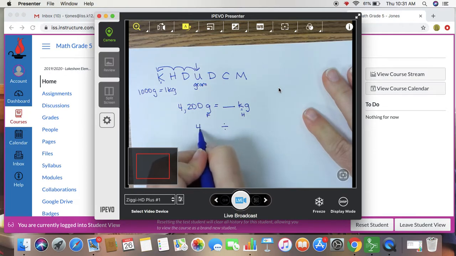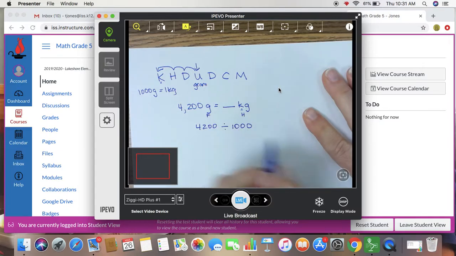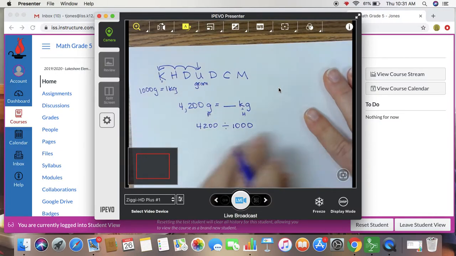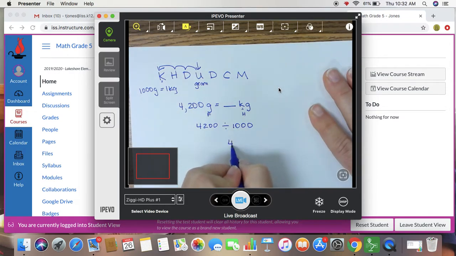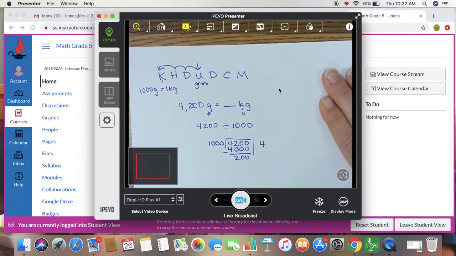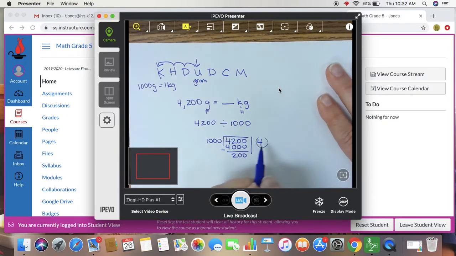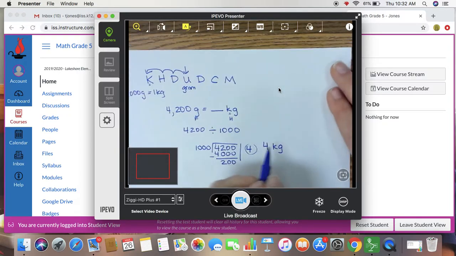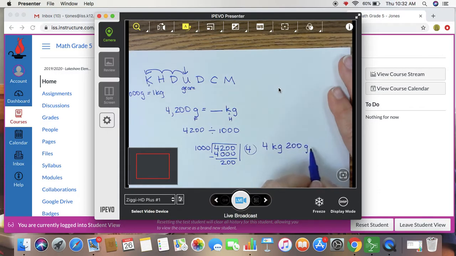So we're going to take 4,200 grams and divide it by 1,000. How many grams are in each kilogram? Well, that's not going to be an equal division problem, but I do know that if I take 4,200 and divide it by 1,000, I can take 4,000s out of there, and I'm left over with 200 grams. So I can make 4 kilograms, and then I have 200 grams. Okay, so 4 and 200 grams.